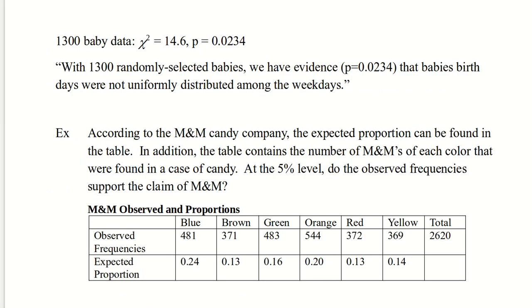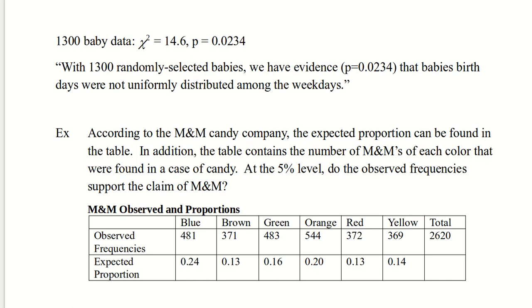But when we look at the data for 1,300 babies, we see something fairly remarkable. Now chi-squared is fairly large, 14.6, and p is much smaller. Now it's about 2.3% likely that we would have gotten data as extreme as that, given that babies are born equally on each day of the week. So we can say with 1,300 randomly selected babies' birthdays, we have evidence, where p is about 2.3%, that babies' birthdays were not uniformly distributed among the weekdays.